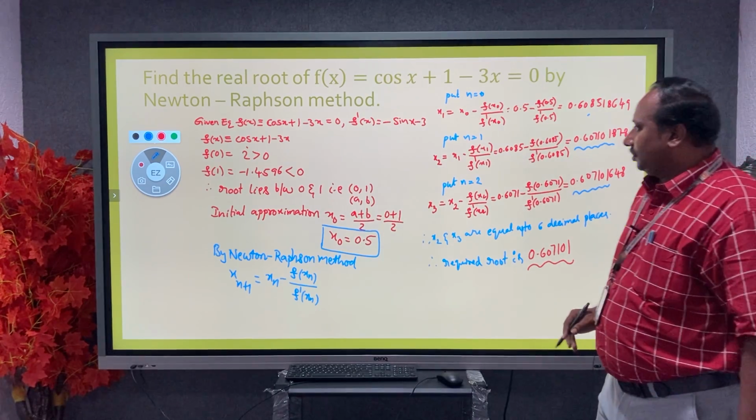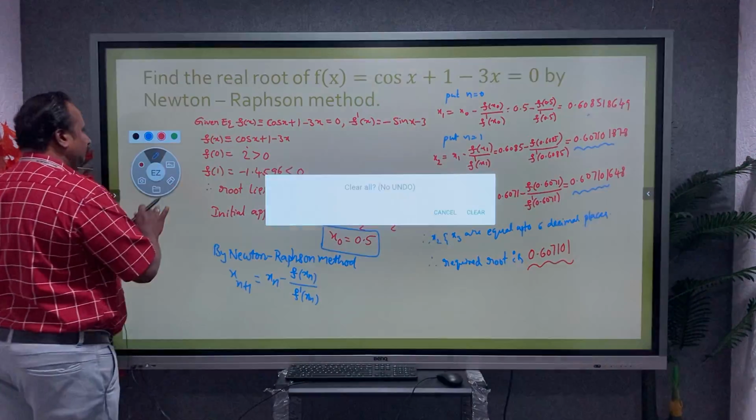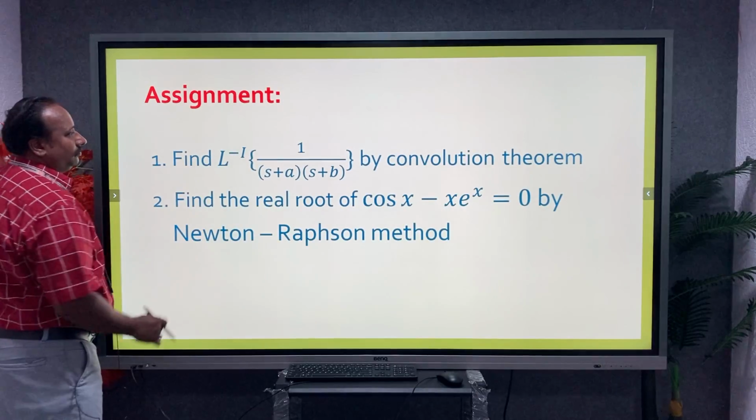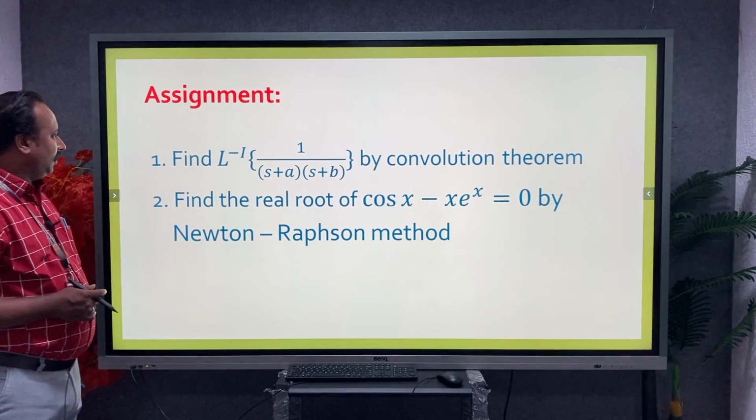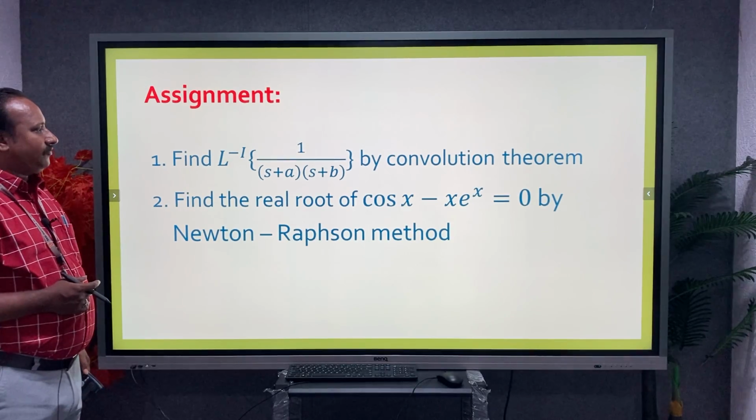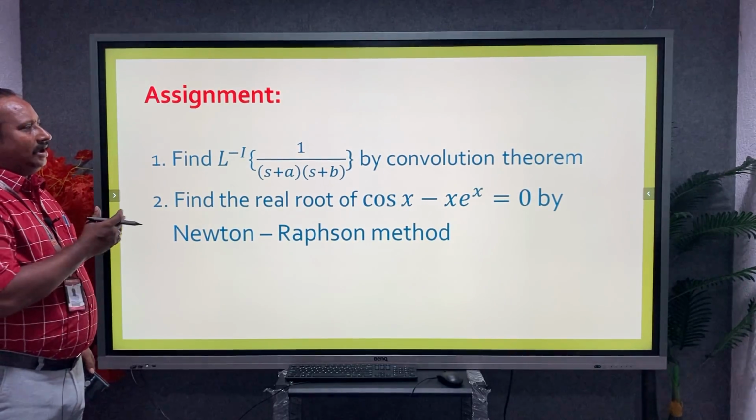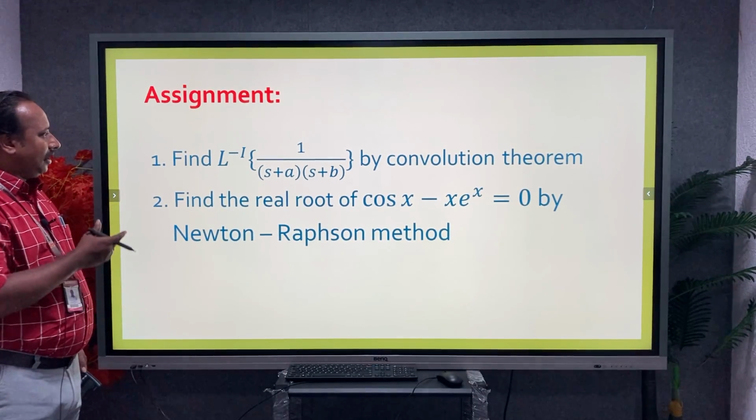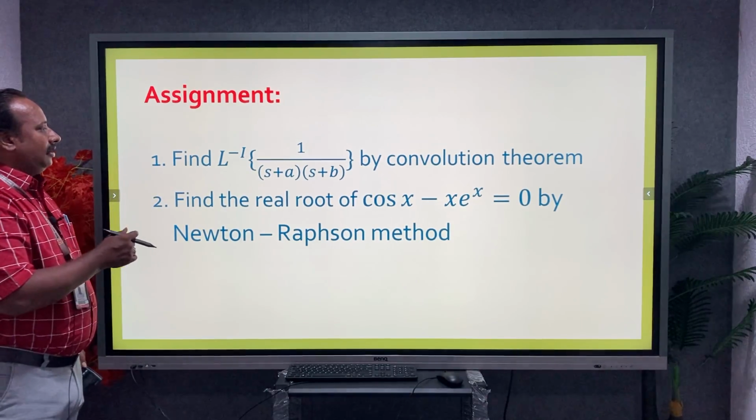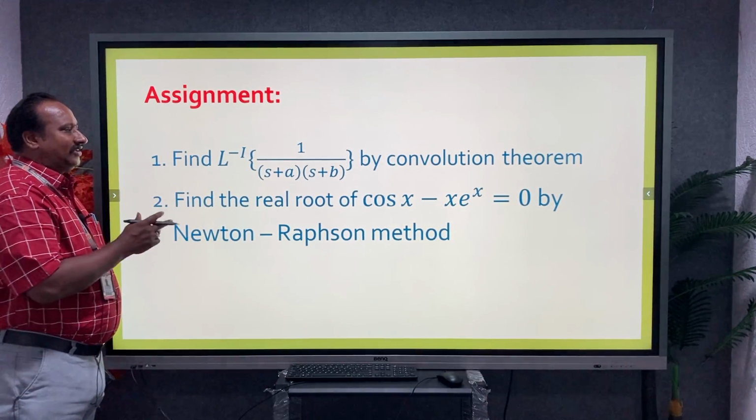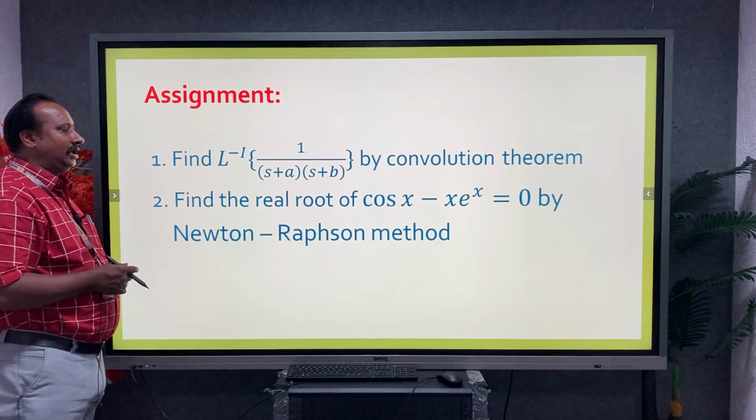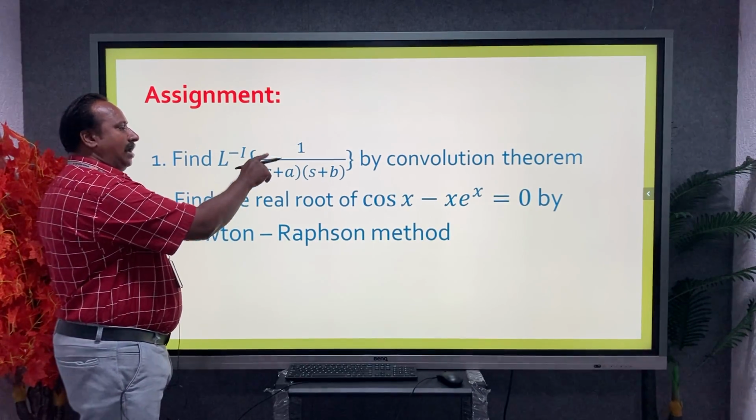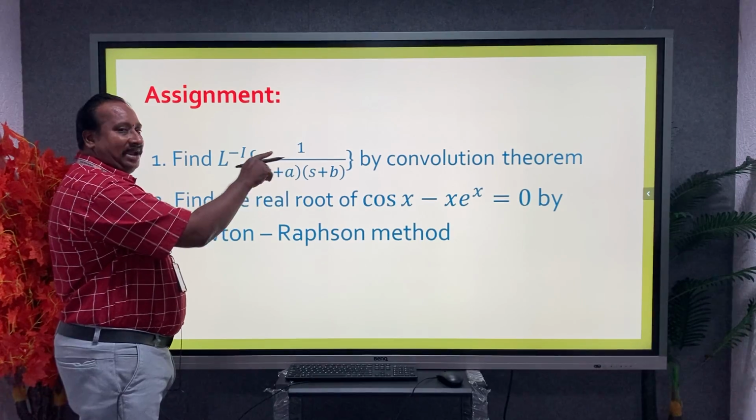Now coming to the next slide. This is the assignment for you. First one: find L inverse of 1 by (s plus a)(s plus b) by the convolution theorem. This is related to the convolution theorem, which I explained in the previous slide. Consider f bar of s and g bar of s. Hint for this problem: f bar of s equal to 1 by s plus a, and g bar of s equal to 1 by s plus b.